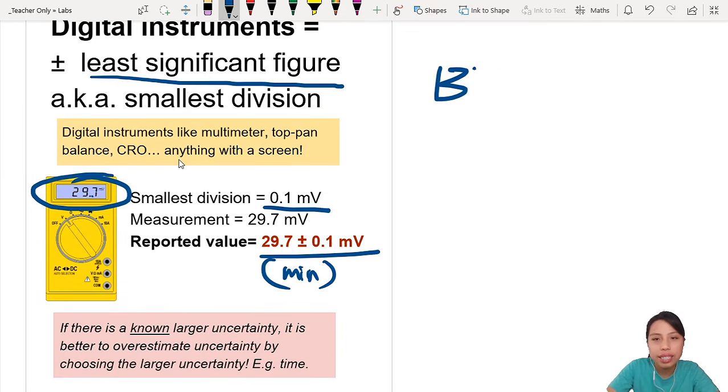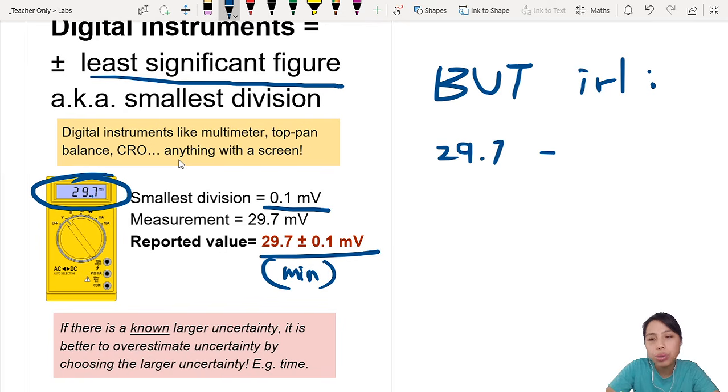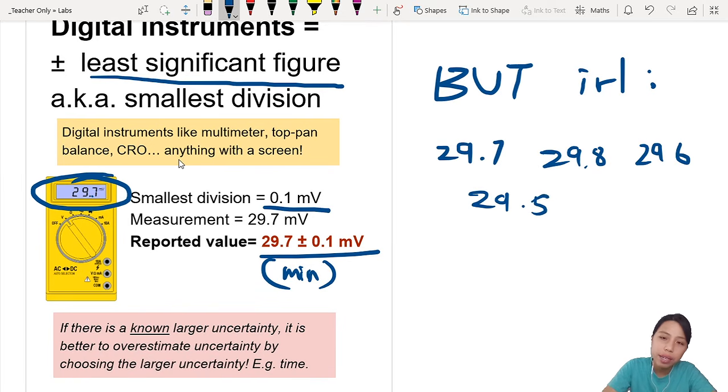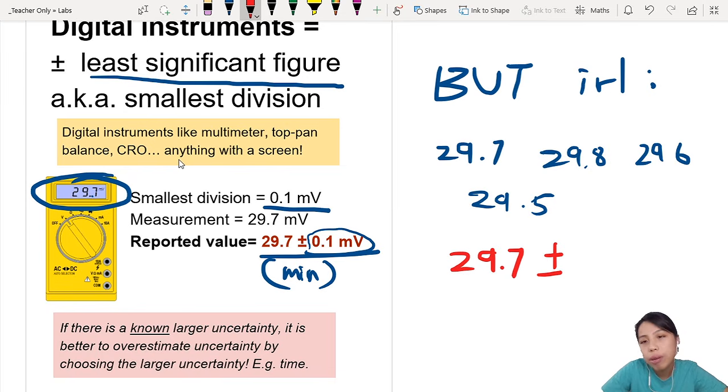But in real life, you may notice when you're trying to measure voltage or current, your number will actually jump up and down a lot. So maybe one moment it is 29.7, suddenly it jumps up to 29.8, then suddenly it's 29.6, suddenly it's 29.5. That's an uncertainty already. It's bouncing up and down. So oftentimes it is good to choose something more than your smallest division. This is the minimum. But what I would do is, you just see 29.7 plus or minus, bouncing up and down.